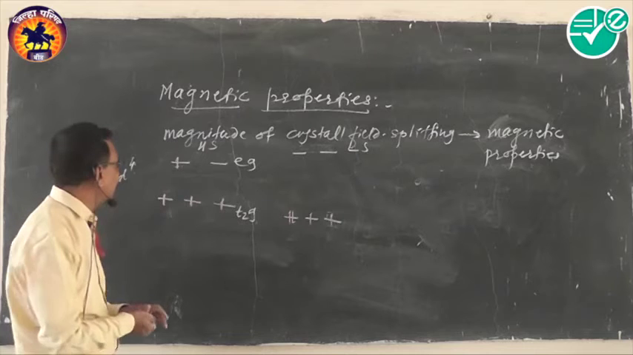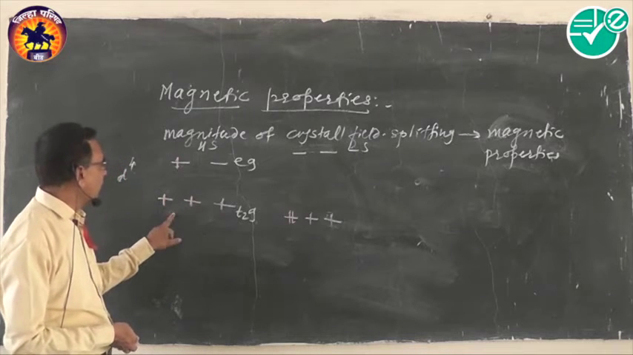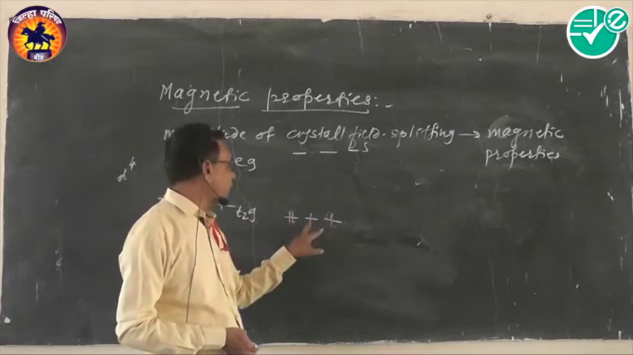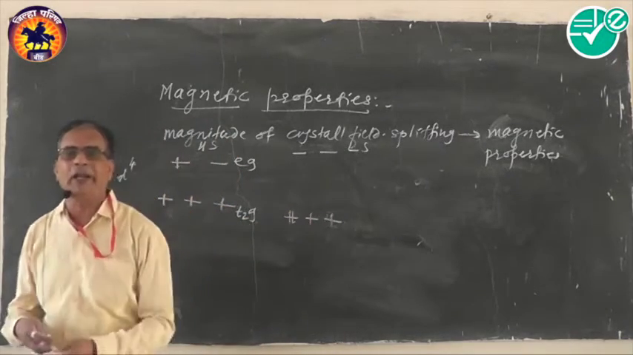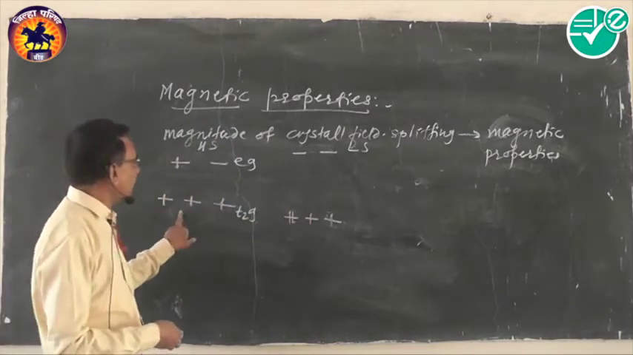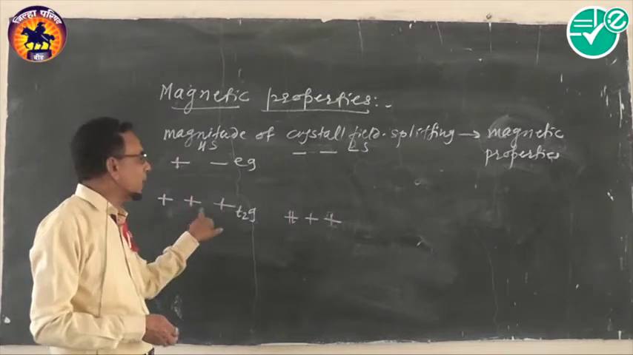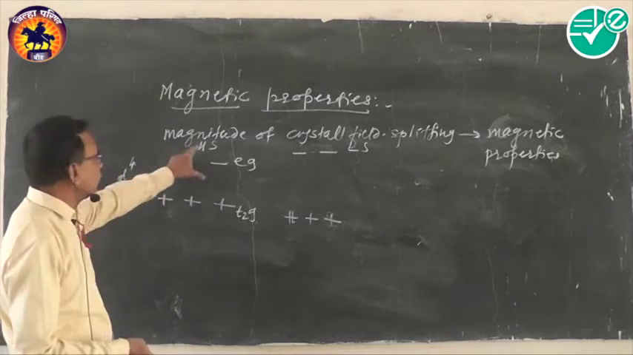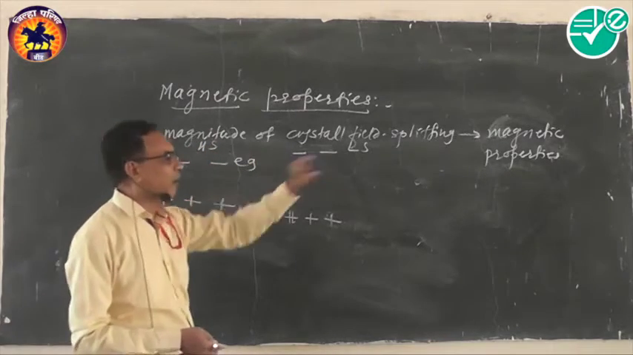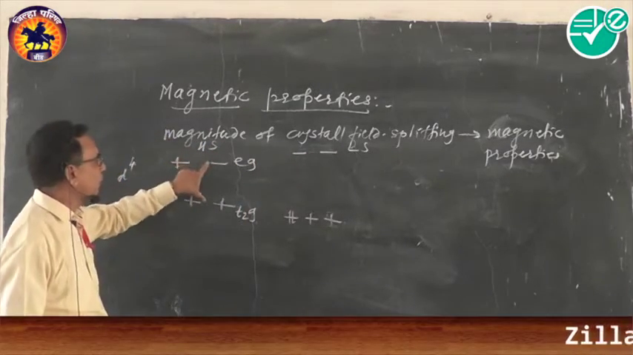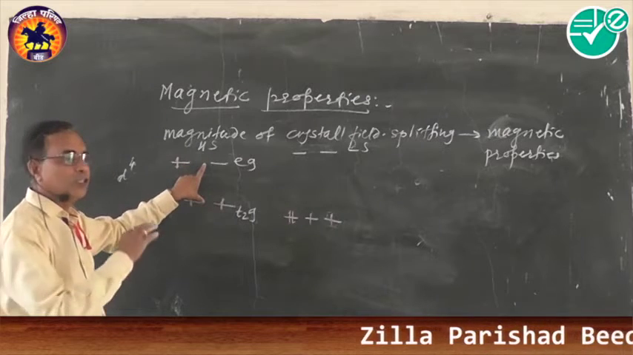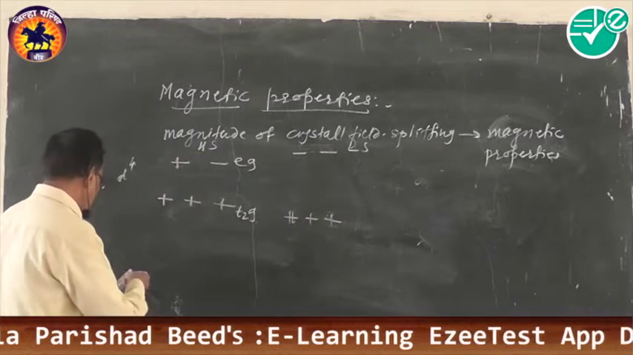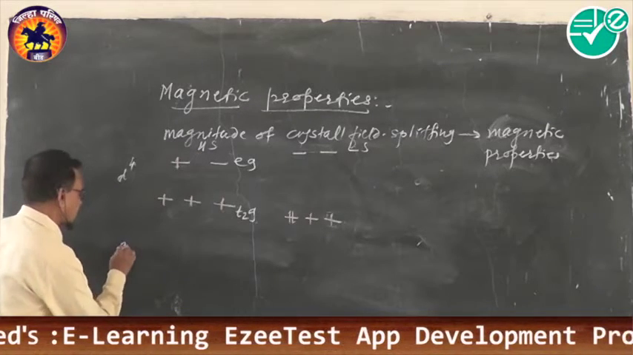So we may say that this complex is paramagnetic with 4 unpaired electrons and this complex is paramagnetic with 2 unpaired electrons. So the high spin complex is more paramagnetic as compared to the low spin complex. From the magnitude of splitting we will come to know the magnetic properties. In this case splitting is less, which is more paramagnetic, and high spin complexes are formed. Now let us see the d5 case.